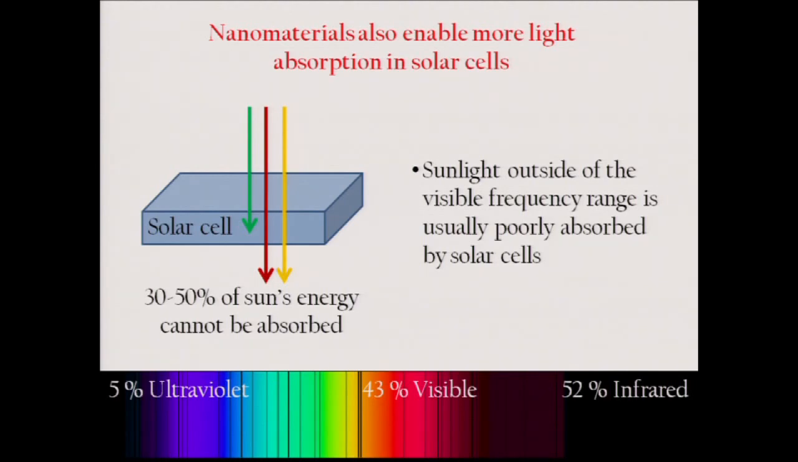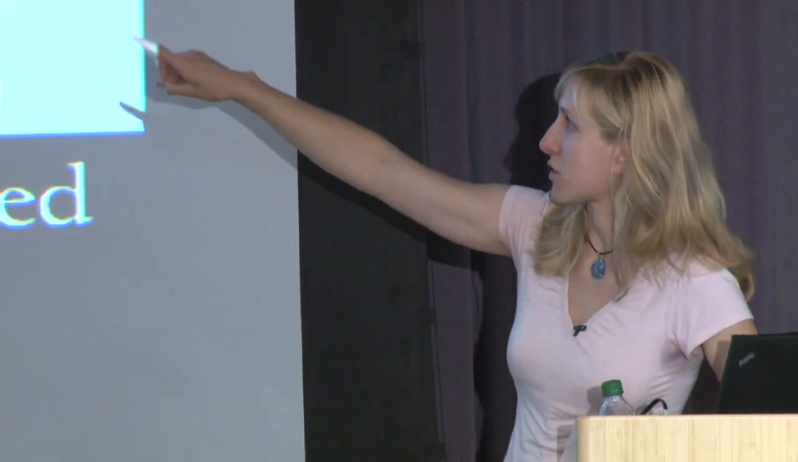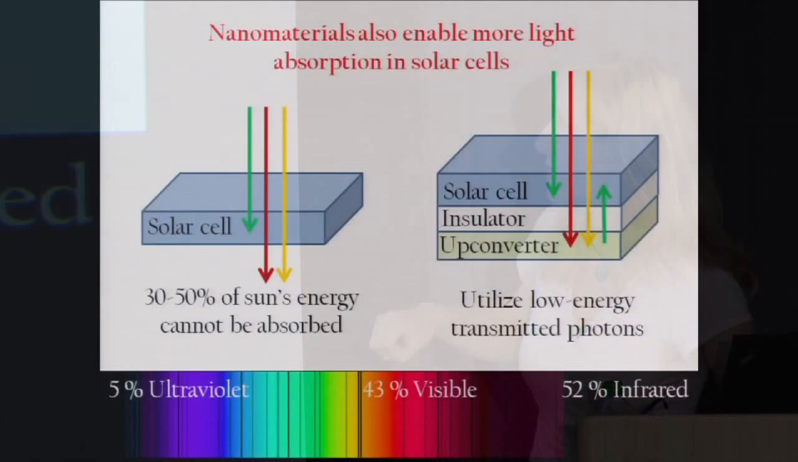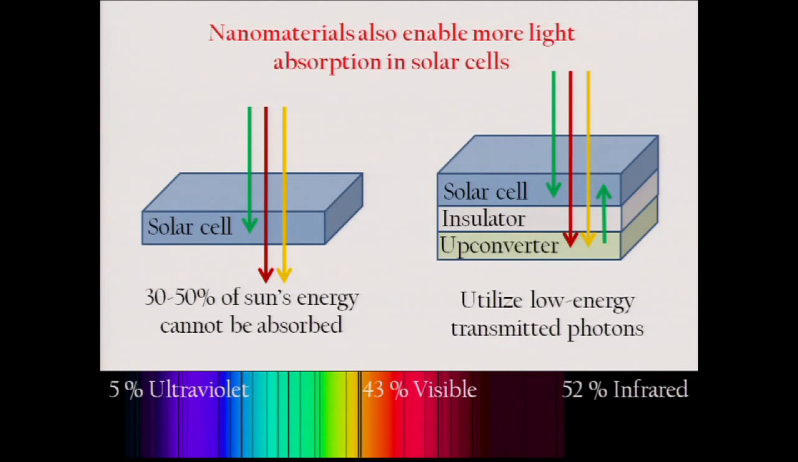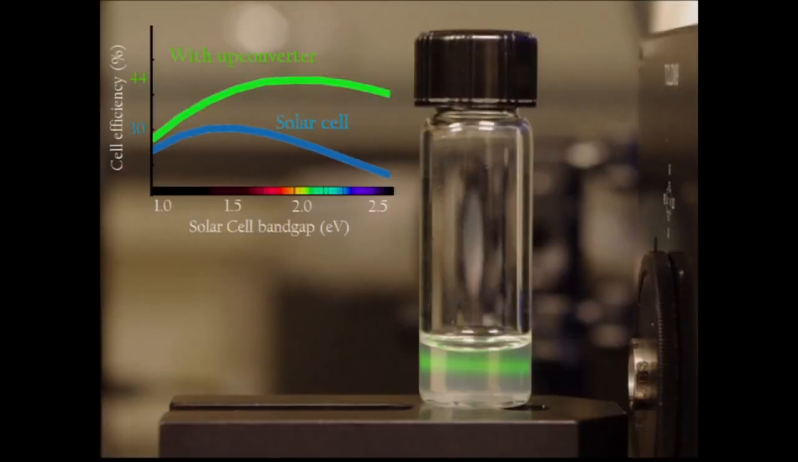Most solar cells are not very efficient at absorbing light that's in the infrared. So approximately 30 to 50% of the sun's energy goes to waste. My group is working on ways of turning infrared photons into visible photons that then could be absorbed by the solar cell. This nanostructured material, labeled here as an up converter, basically takes infrared photons, combines them together, and gives you back a visible photon.